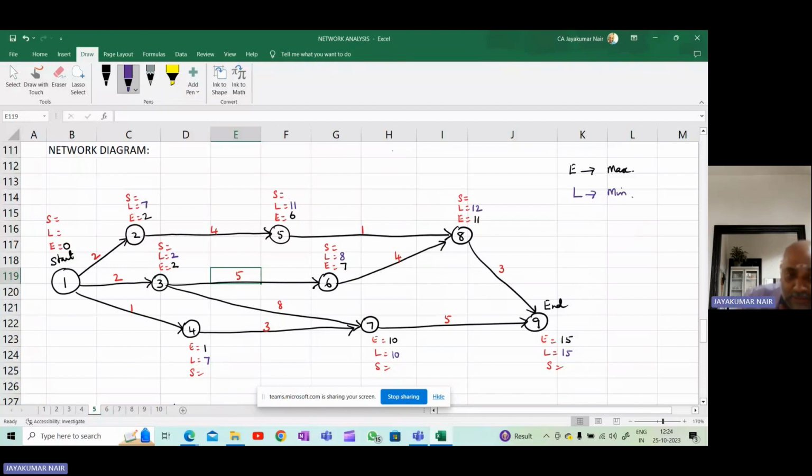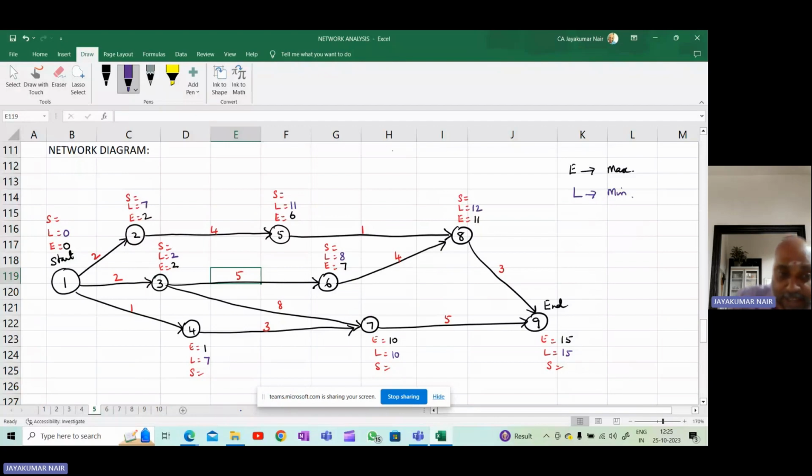Now here from 1, there are 3 arrowheads going out. So you have to see 7 minus 2. What is 7 minus 2? It's 5. 2 minus 2, it is 0. And 7 minus 1 is 6. So the least value is 0. So you will write here 0. Here L value is 7, here 11, and here 12, and here 15. So we have calculated E values and L values at all the nodes.